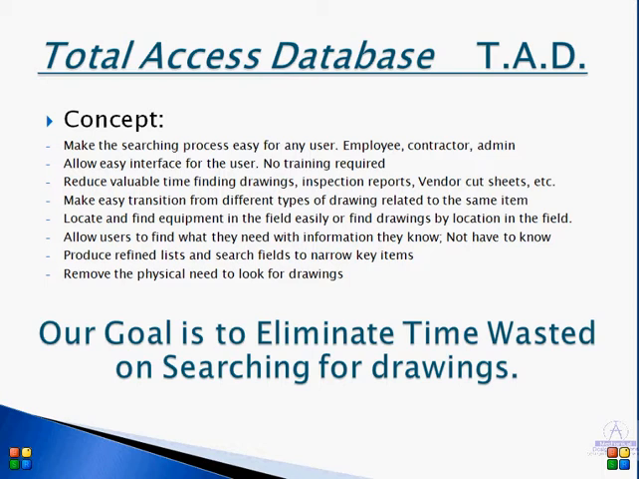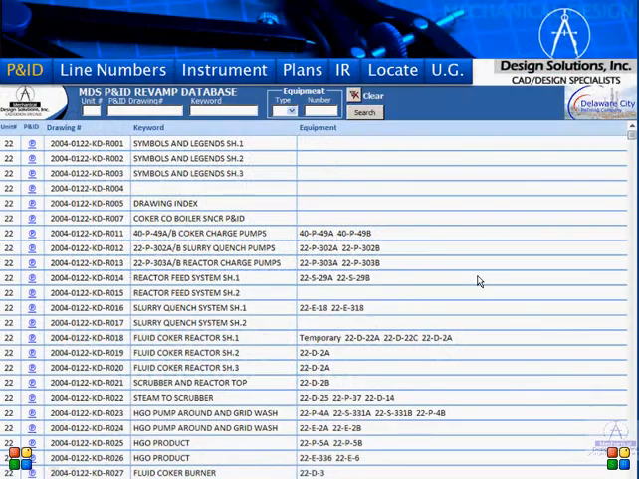Now, just to walk you through how this system works is pretty simple. Here's a simple presentation, and we'll get you through the beta. Here's the interface layout. As you can see at the top, there are different tabs. We have a PNID tab, line numbers, instrument, plans, inspection reports, a locate button, and an on the ground button. And we'll walk through that here.